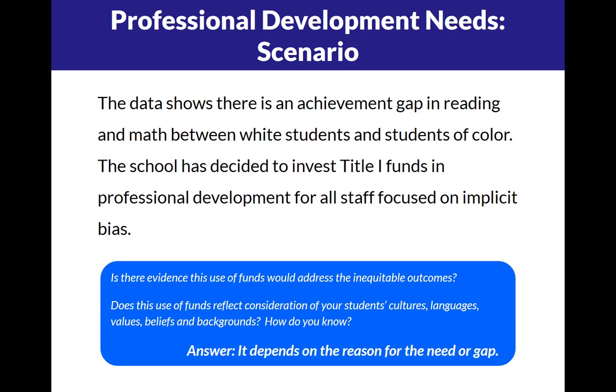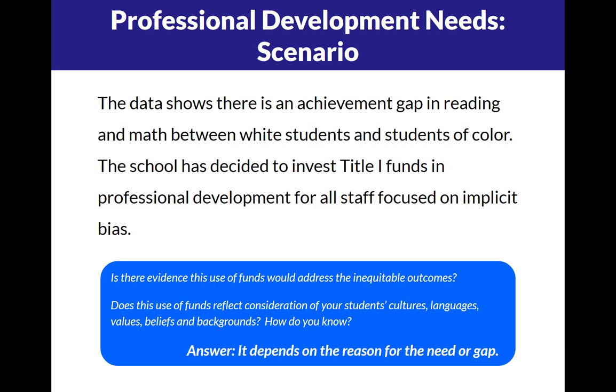As data clearly shows an achievement gap between the white students and students of color, it is likely there is a need for professional development on implicit bias. However, as always, it is important to go back to the root cause analysis for the achievement gap when planning for how to address this gap.